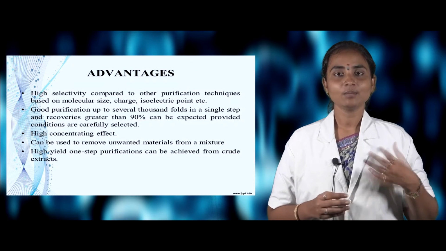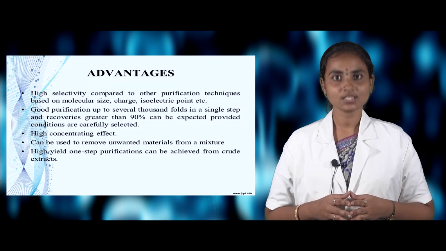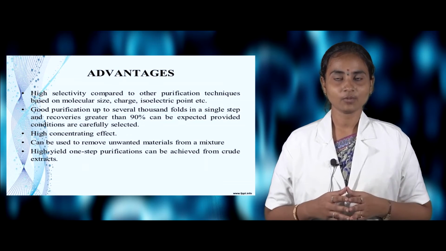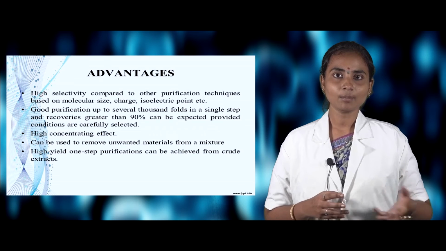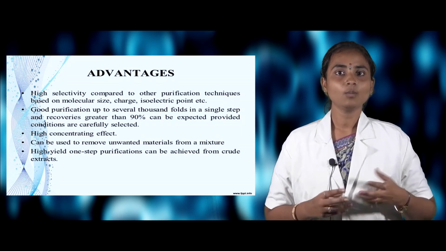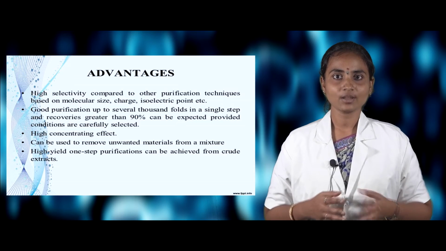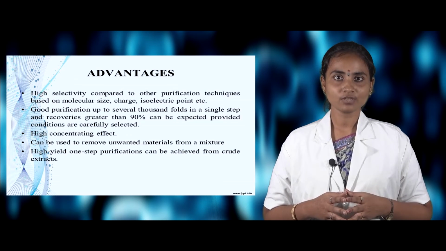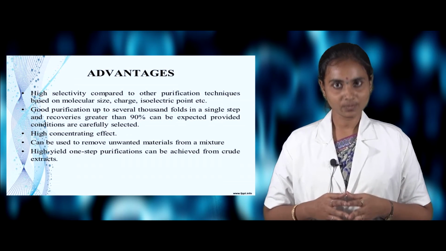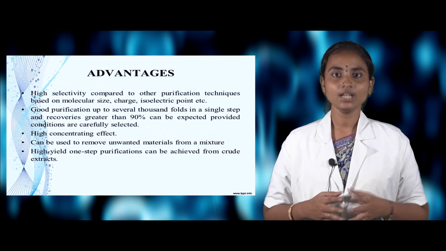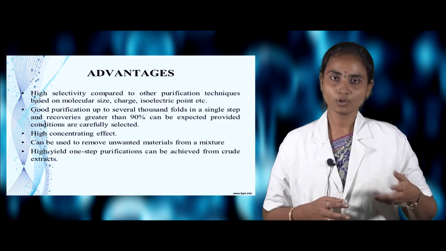Affinity chromatography has many applications and advantages, and some of the advantages are listed below. The first one is high selectivity compared to other purification techniques based on molecular size, charge, isoelectric point, etc. It is used for good purification of up to several thousand folds in a single step, and recoveries greater than 90% can be expected provided the conditions are carefully selected. A high concentrating effect can be achieved and it can be used to remove unwanted materials from the mixture. It can also have a high yield. One-step purification can be achieved from crude extracts.